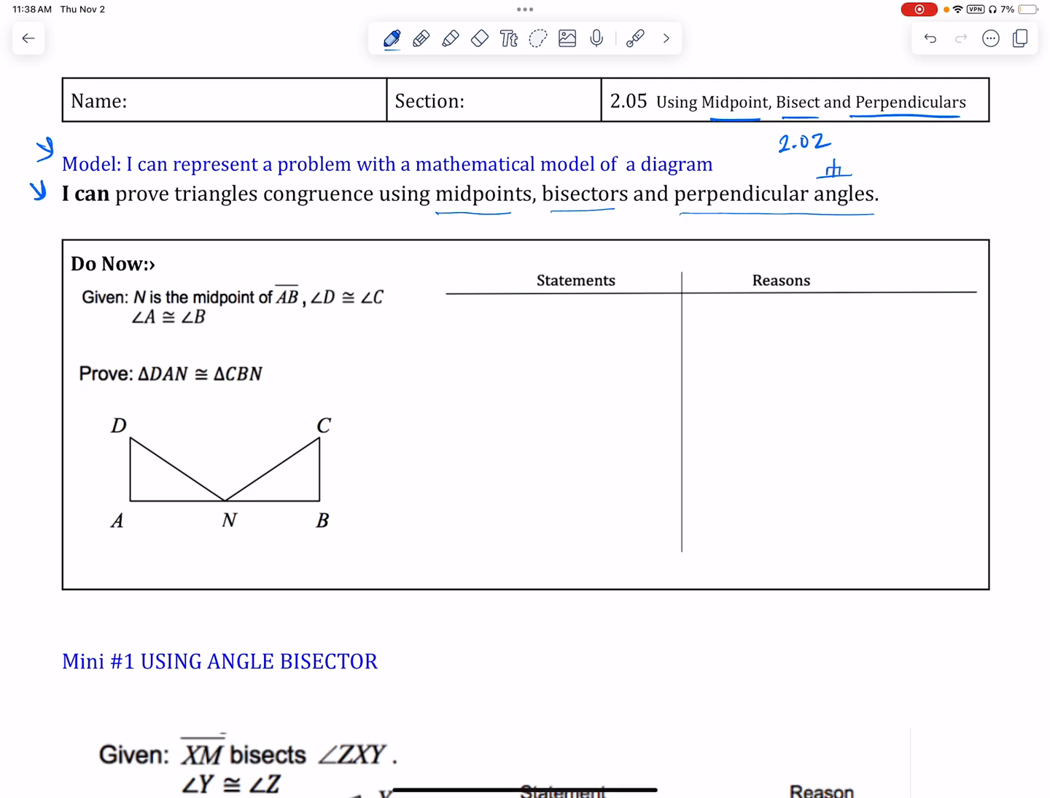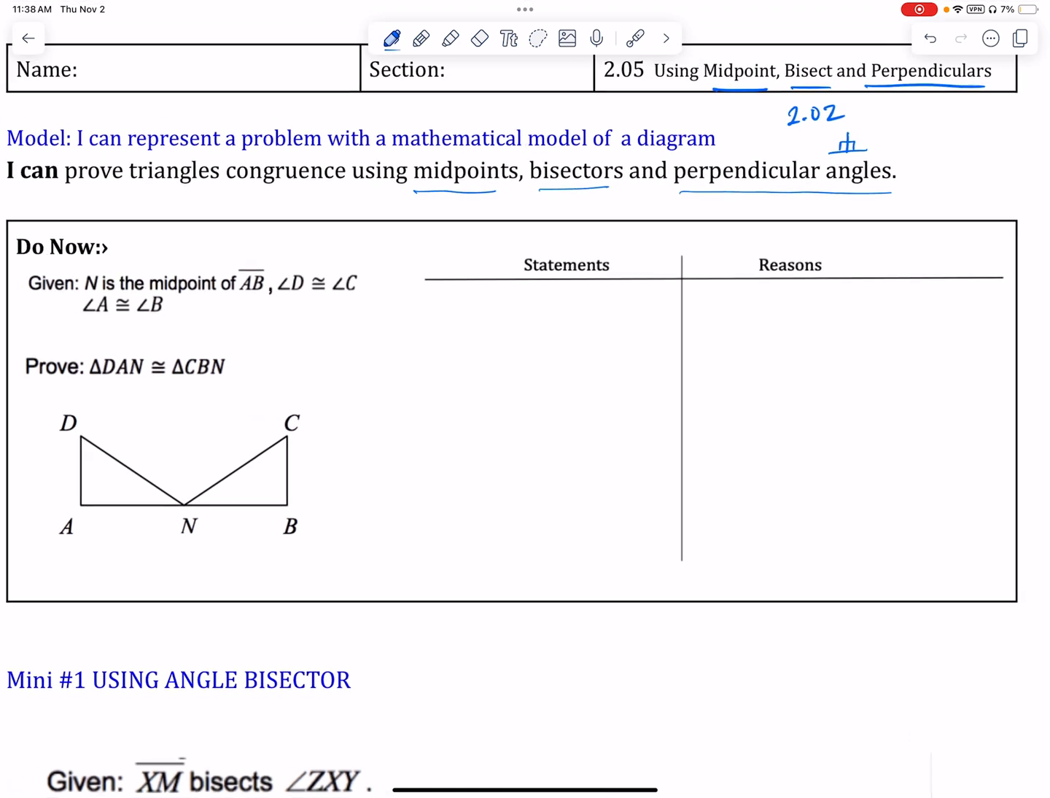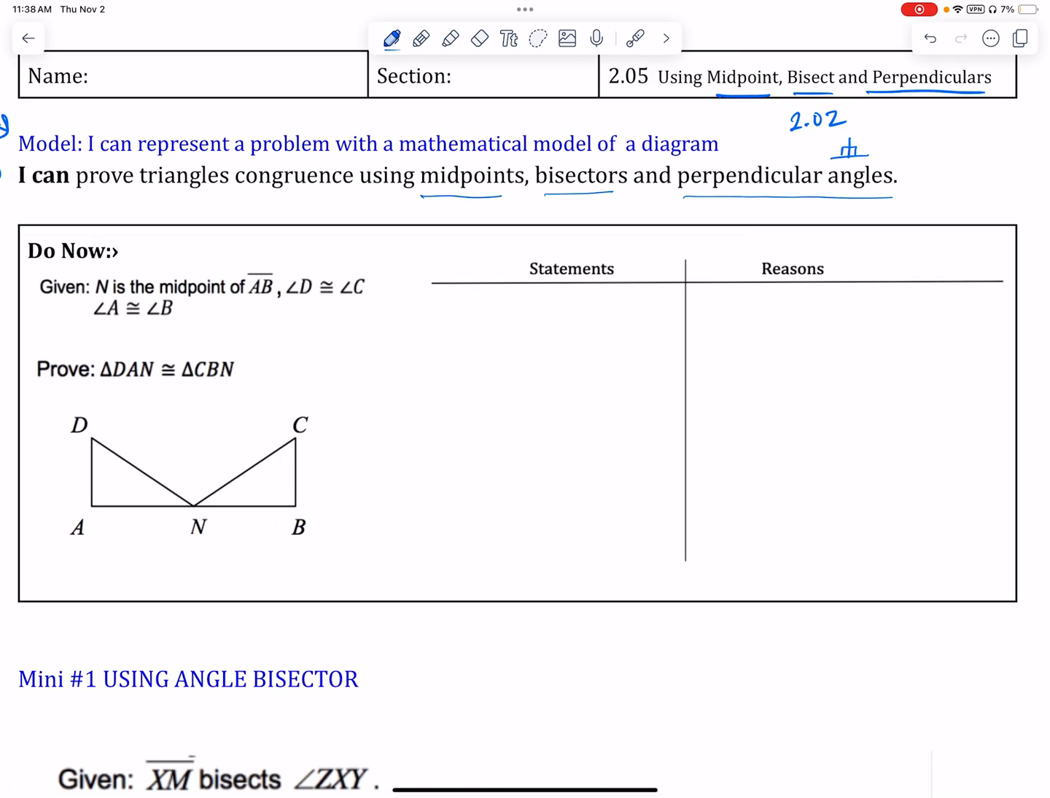All right, do now. Given N is the midpoint of AB, angle D is congruent to angle C, angle A is congruent to angle B. Prove that triangle DAN is congruent to CBN. Now, pause this video, try that do now. Remember, you always start with the given and end with the proof, and don't forget to annotate the givens.